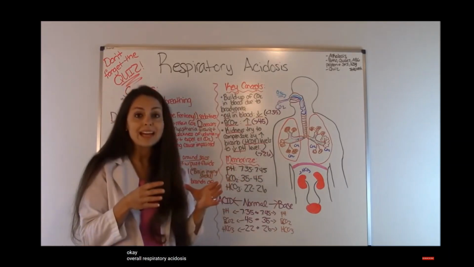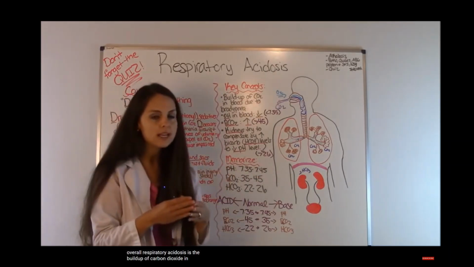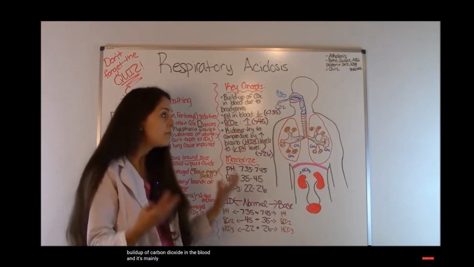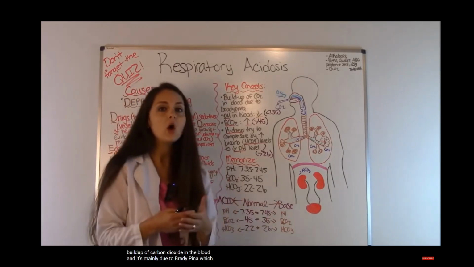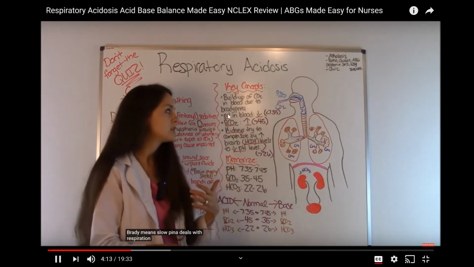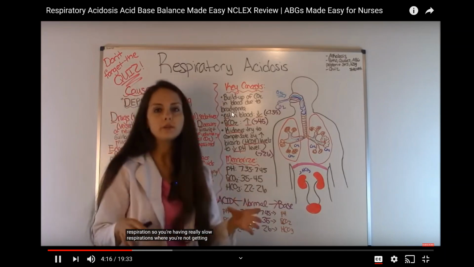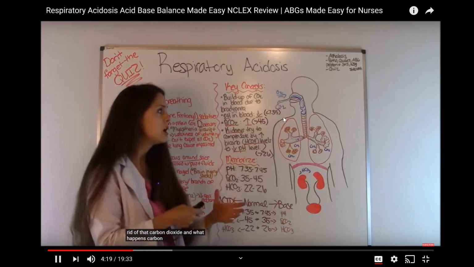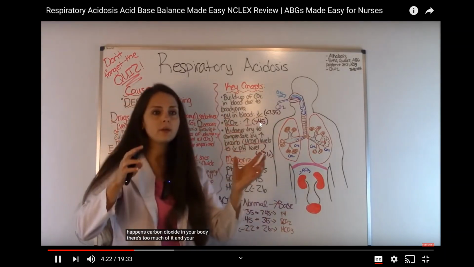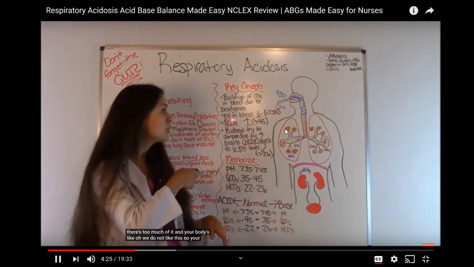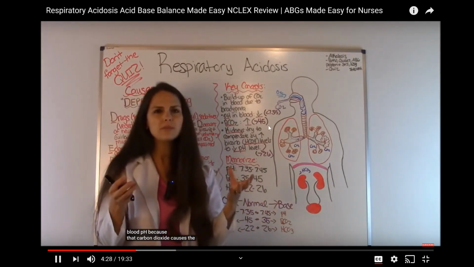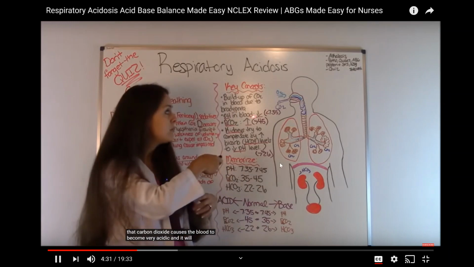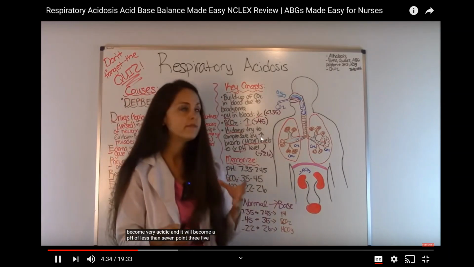Okay, overall, respiratory acidosis is the buildup of carbon dioxide in the blood. And it's mainly due to bradypnea, which brady means slow, pnea deals with respiration. So you're having really slow respirations where you're not getting rid of that carbon dioxide. And what happens? Carbon dioxide's in your body, there's too much of it, and your body's like, oh, we do not like this. So your blood pH, because of that carbon dioxide, causes the blood to become very acidic. And it will become a pH of less than 7.35.